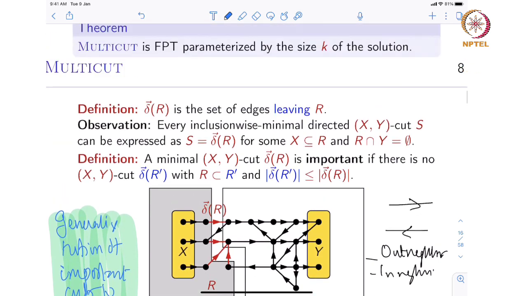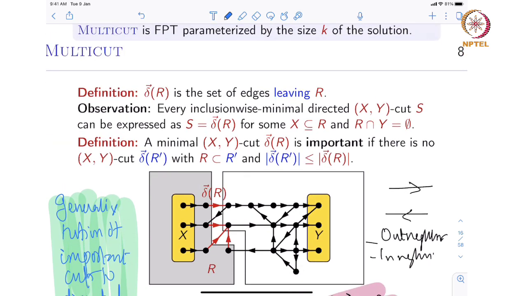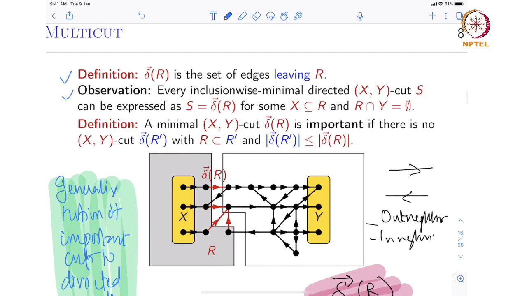So what is delta R? It is the set of edges leaving R. As for undirected graphs, we can show that every inclusion minimal directed XY cut S, meaning you want to delete paths from a vertex in X to a vertex in Y, but you are not caring about deleting paths from a vertex in Y to a vertex in X, can be represented as arcs leaving a set R. So for example, this set R is a valid set of out arcs, and of course X is contained inside R, and R intersection Y is the empty set.